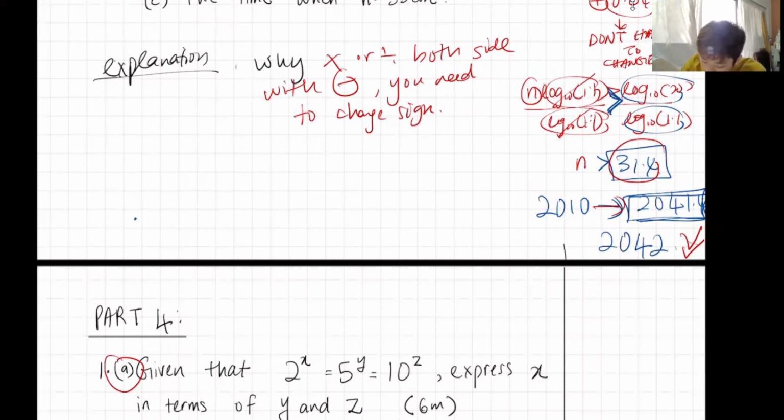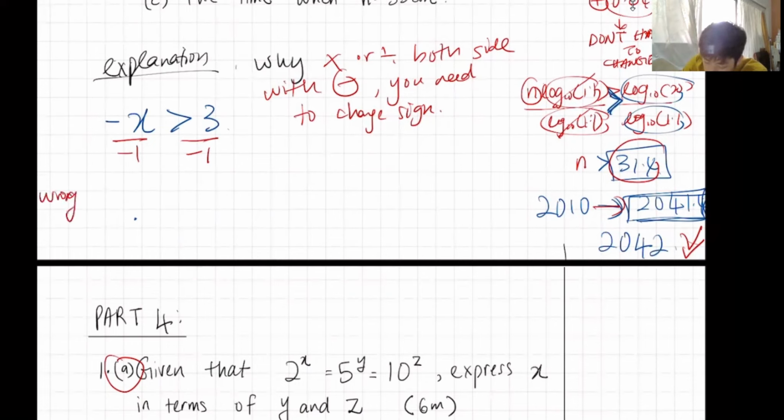Okay, I'll prove to you why. Take an example: negative x is greater than 3. Negative x is greater than 3. Let's just say I don't change the sign. For example, I divide by negative 1. If I don't change the sign, I will get a wrong answer.